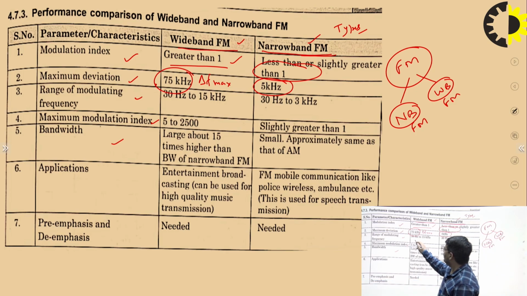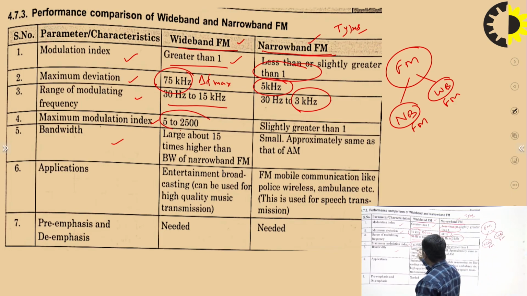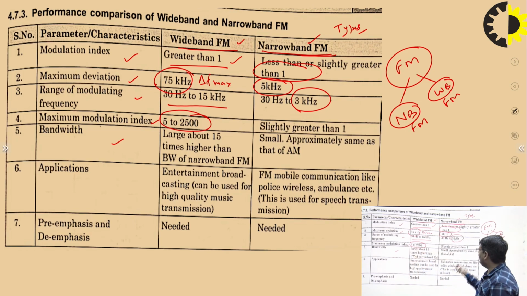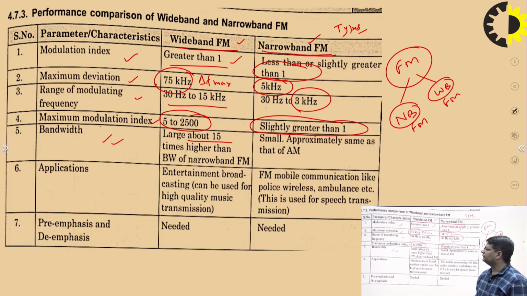Then we have the range of modulating frequency, which is up to 15 kilohertz in the case of wideband FM, whereas in the case of narrowband FM it is a maximum of up to 3 kilohertz. As discussed, the modulation index is generally on the higher side in the case of wideband FM, approximately 1 or slightly more, and the bandwidth in the case of wideband FM is approximately 15 times more as compared to the narrowband FM.